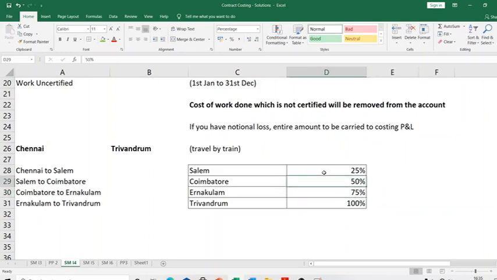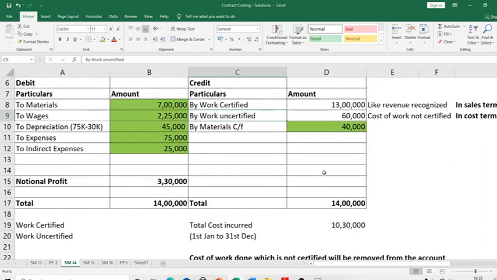So you will probably say, I've crossed 50%. Little more, I don't know what it is. But you know the time it has taken. Maybe you can say it has been 1 hour and 45 minutes since I crossed Coimbatore. So you know the time it has taken. That is like the cost you have taken. For the work that has been uncertified, you know the cost.